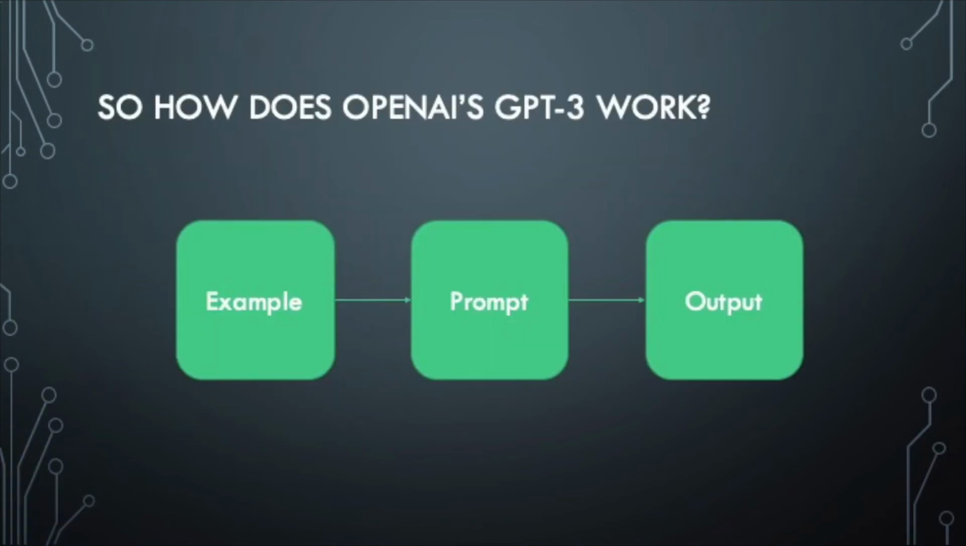So how does GPT-3 work? GPT-3 works off of a basic example prompt output model. For example, the user inputs a few example prompts and includes what they expect GPT-3 to respond with from those example prompts. Then, for the prompt, the user inputs simple text similar to the context of the example prompts given and submits it to GPT-3. After the prompt is submitted, GPT-3 will then generate an output in the same context as the example outputs given above.